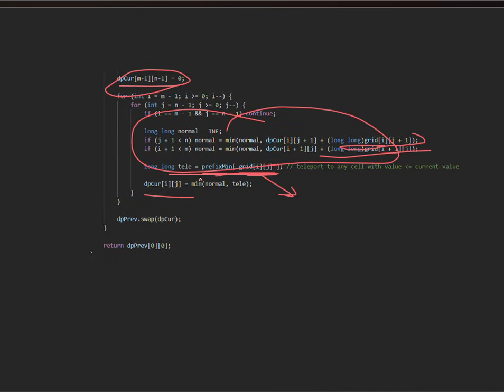The minimum of all these three will be stored here, and then we'll swap previous with the current one. We do this up to k teleportations, and at the end we return the answer, dp previous of 0, 0.